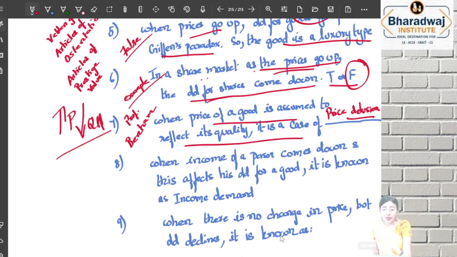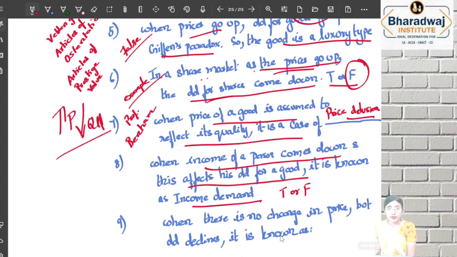Right? Okay. When the income of a person comes down and this affects his demand for a good, it is known as income demand. What are you going to say? True or false? Okay. True. Both of you? Karan? Mudit has given his answer. Okay, it's known as income demand. Now change this to: it is known as income effect.